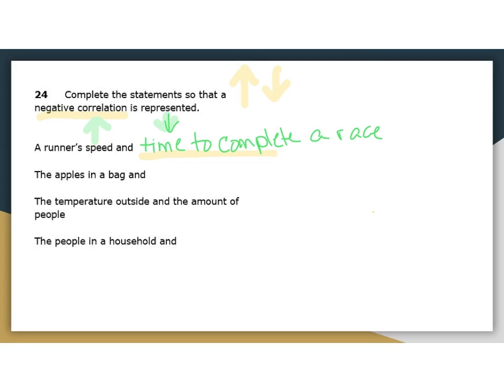In our next problem, we have the apples in a bag, and we need to complete it. Once again, we need one to increase and the other to decrease. So here we could say the more apples that we put in a bag, that's going to affect the space remaining in the bag. So the more apples, the less space we have for other items.